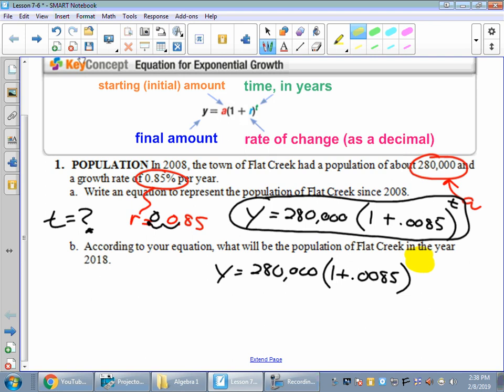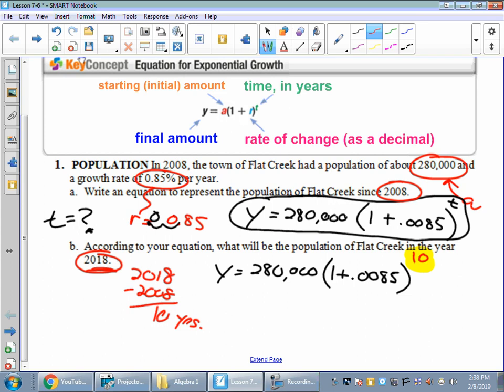But what goes there? Would it be 2018? No, not necessarily. What we're looking at is, where did it start? When did we start? We started this study with the equation in 2008, and now we're in 2018. So if we take 2018, subtract 2008, we get 10 years, and that would be what we're looking at putting in there, 10 for the exponent.